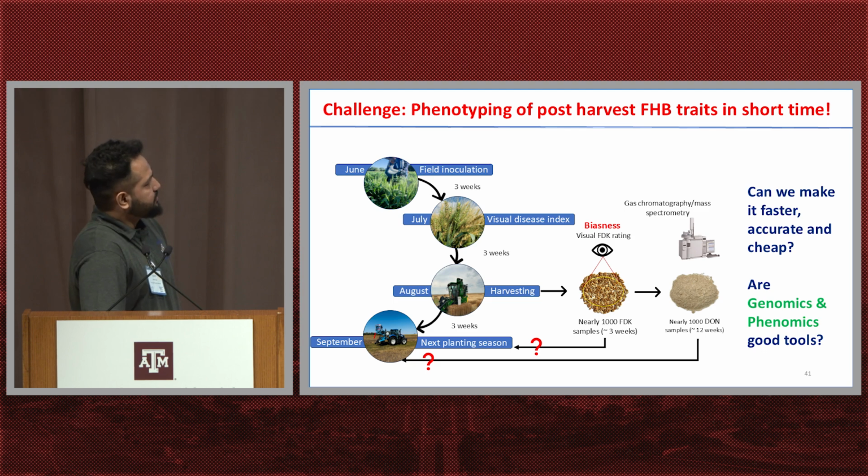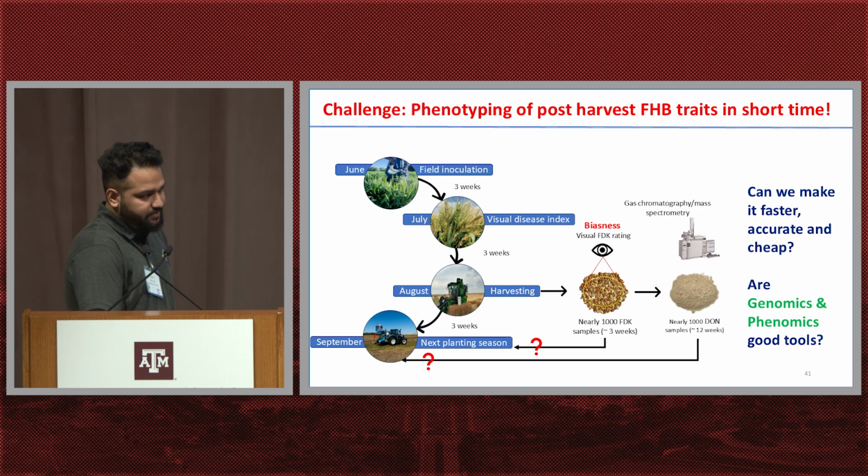But meanwhile, the breeder has only one trait in hand to make the selection, that's the visual disease index. There are 2 other important traits that need to be taken into consideration while making the selection, that is FDK and DON content in the samples. It's practically not possible to measure those within that time period. So breeders are making selections based on only the visual disease index. That way they are not making accurate selections, and progress has been limited.